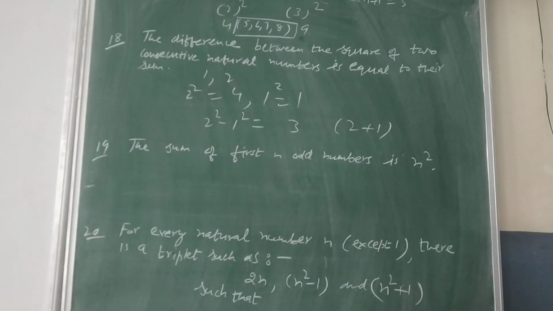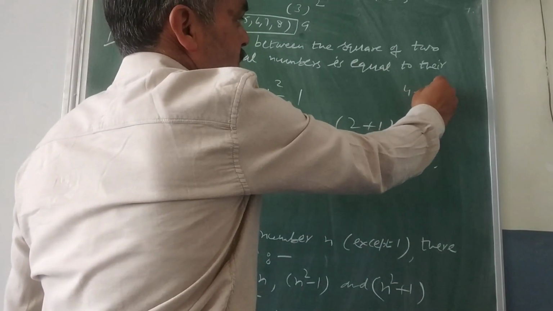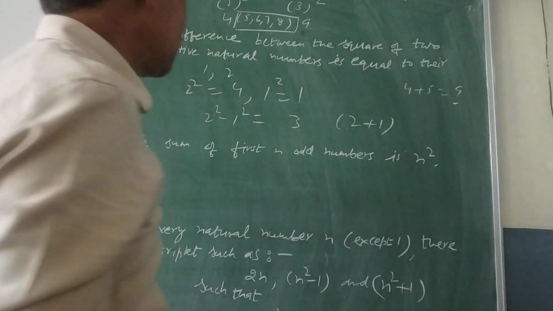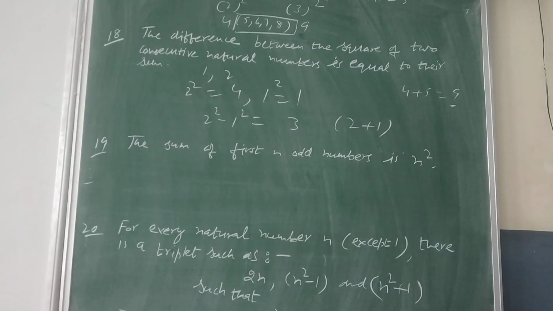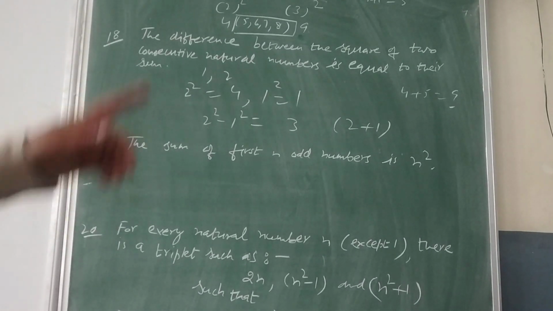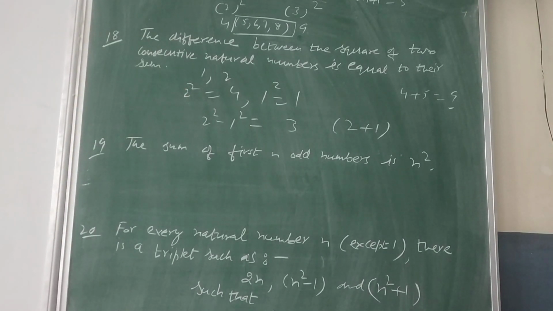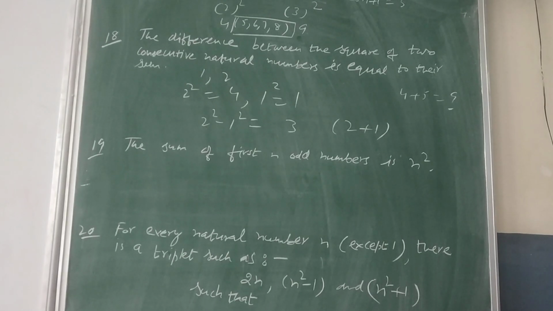Suppose you are talking about 4 and 5. So 4 plus 5 is 9. Definitely. So 4 square is what? 16. 5 square is what? 25. The difference of 25 and 16 will always be equal to the sum of those two, that is 4 plus 5, which is 9.